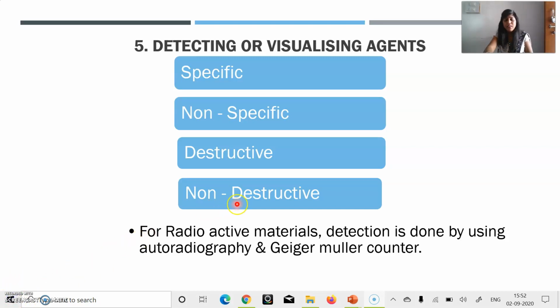Non-destructive method means the samples are not at all destroyed after detection, and the samples are analyzed by densitometer, UV cabinet, same as in the non-specific method. Here the chambers can be utilized for the detection of the sample, and for radioactive material, detection is done by using autoradiography or the Geiger-Muller counter method.